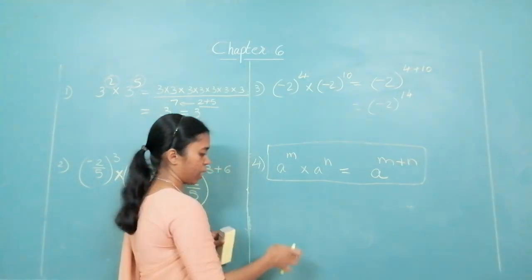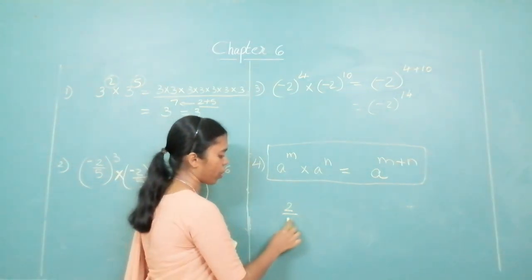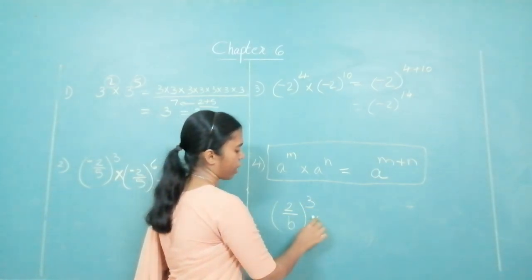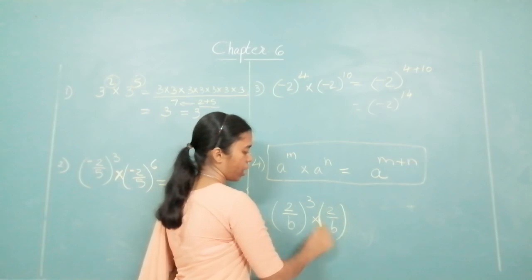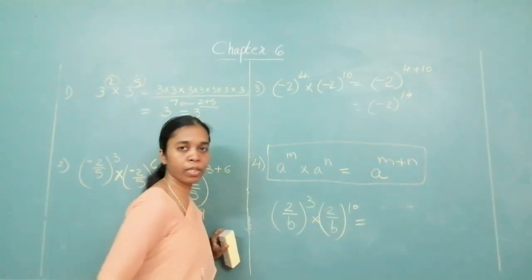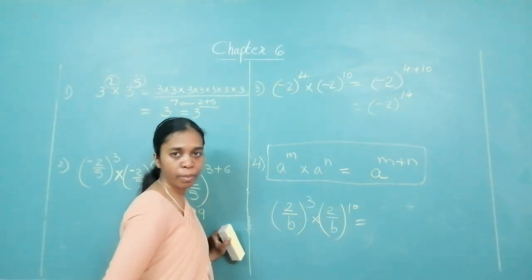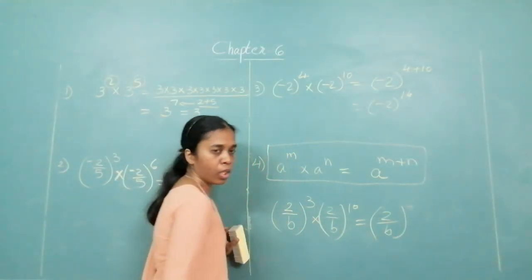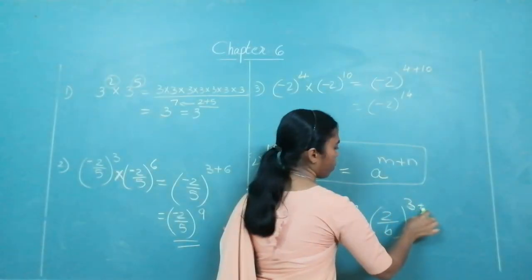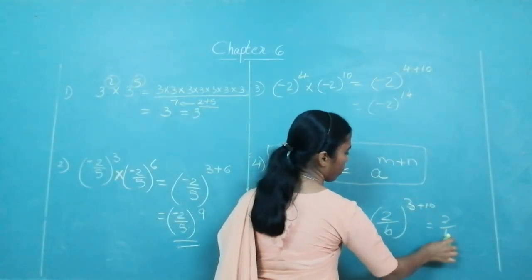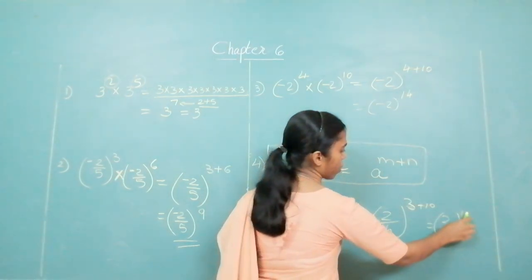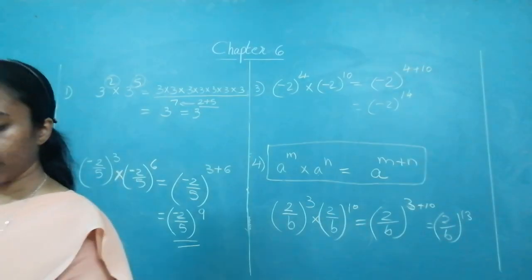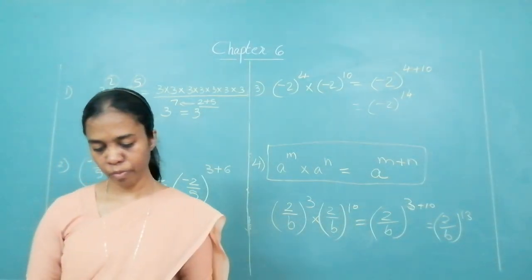Formula, you can solve anything. Suppose you are given (2/b)^3 multiplied by (2/b)^10. What will be the answer? You look whether the base is same. Is the base same? Yes. So you just write the base as it is, 2/b, and the indices, that is 3 plus 10. Please remember to put the bracket. So it is (2/b)^13. So you can solve practice set 27.